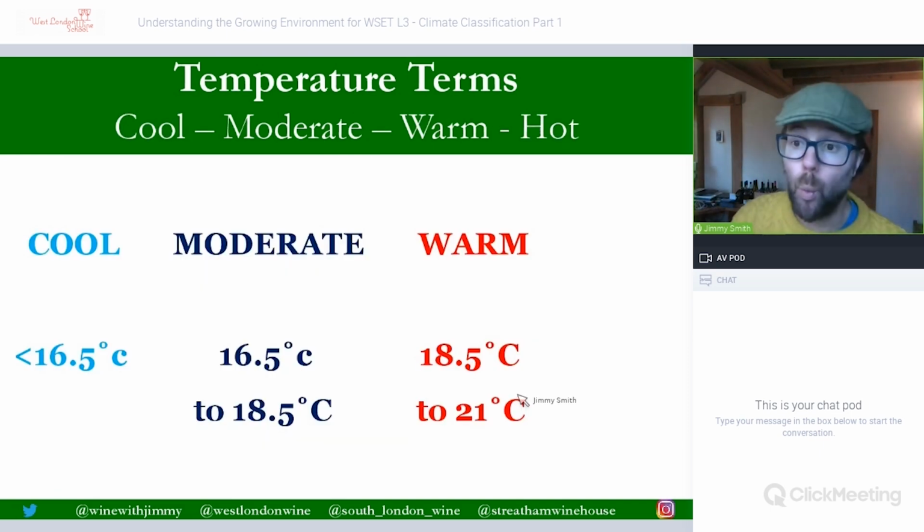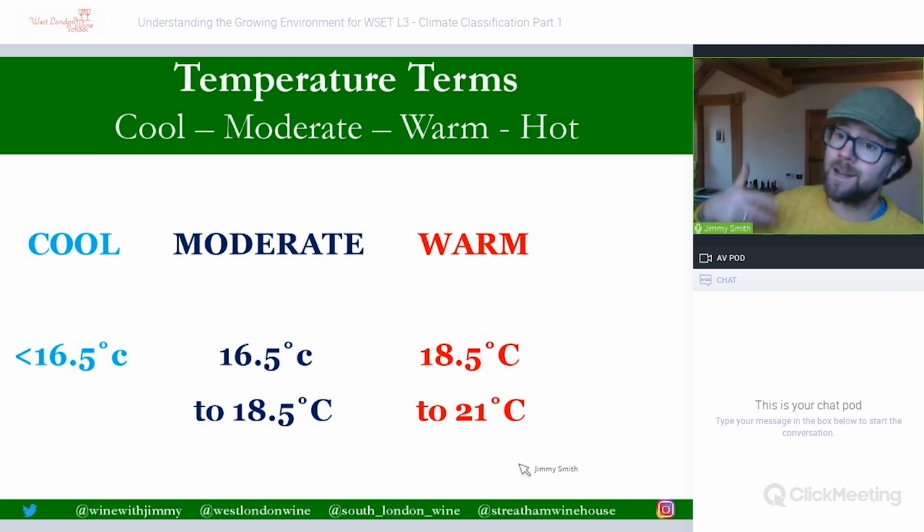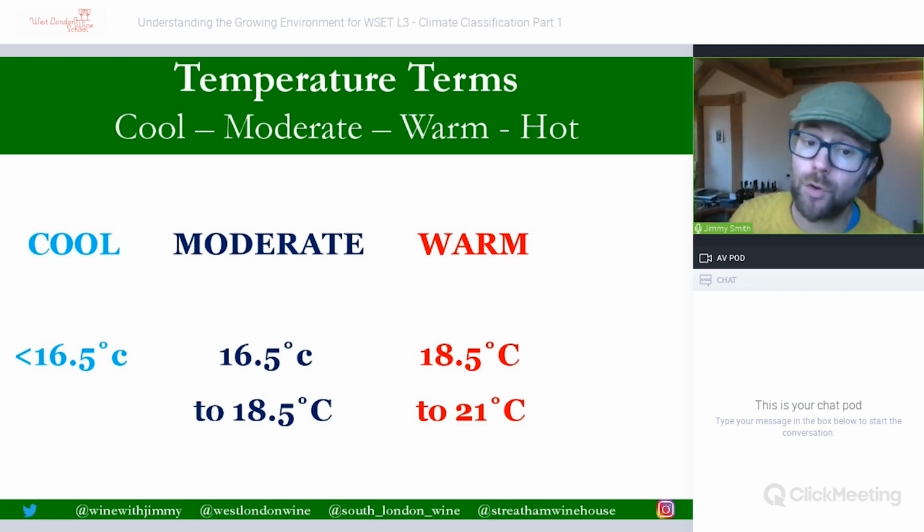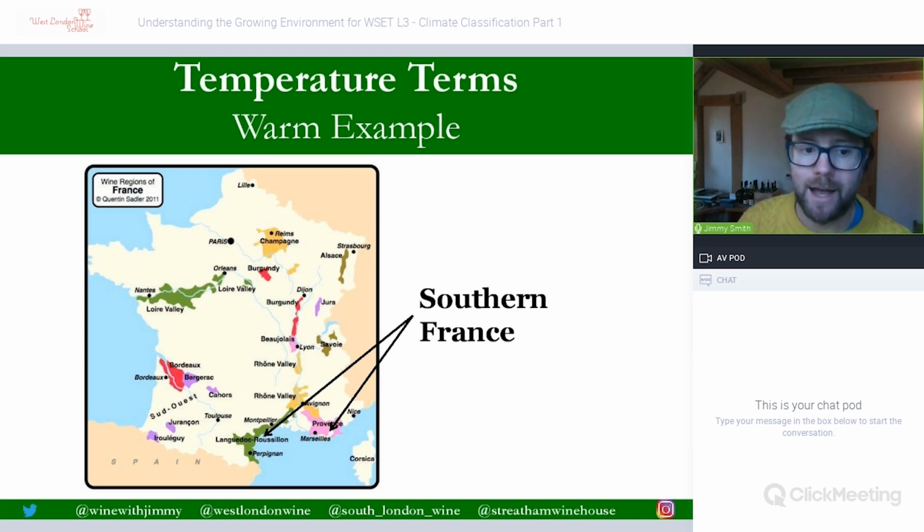Next up, we have a warm climate, and of course, this is the next extension in terms of the range, 18.5 degrees Celsius to 21 degrees Celsius. So this is a range of 2.5 degrees Celsius, a warm climate. And your example here is down in the south of France.